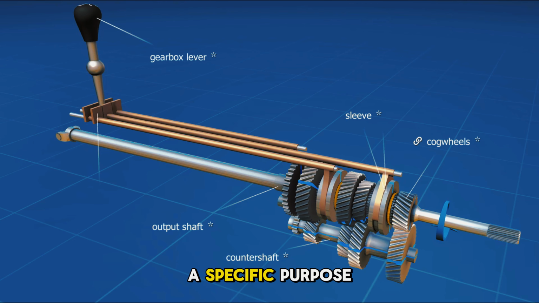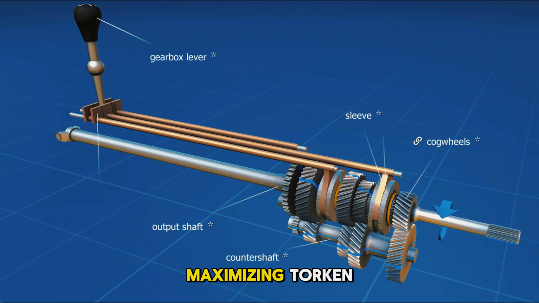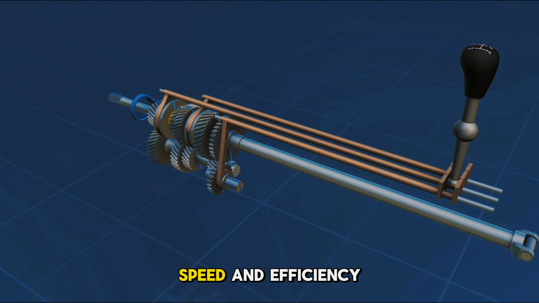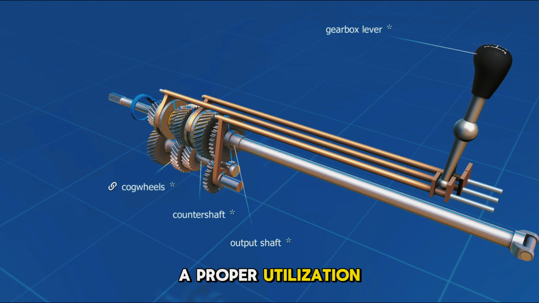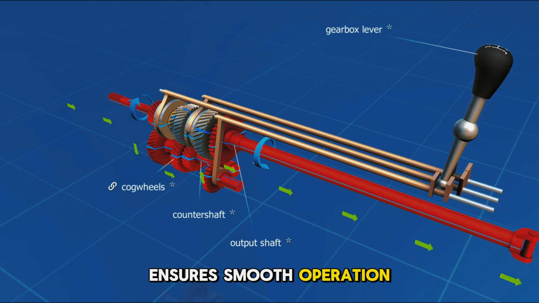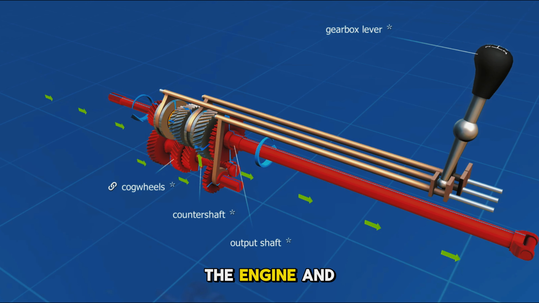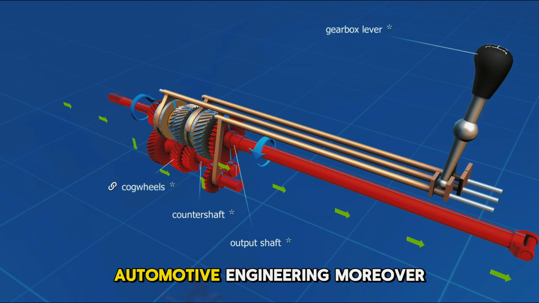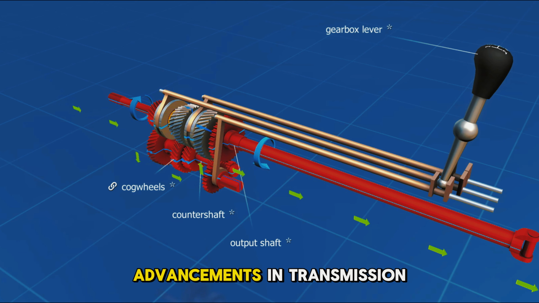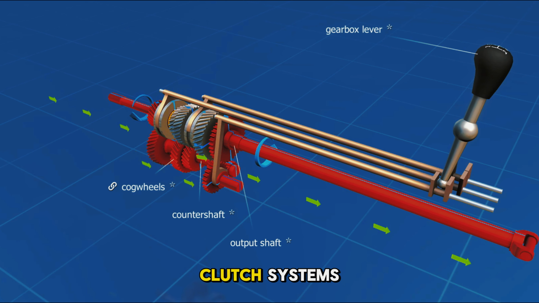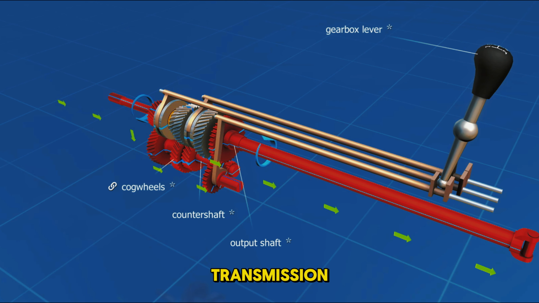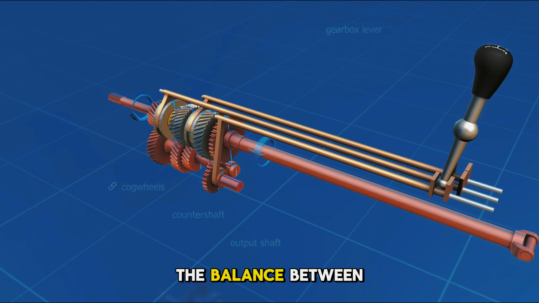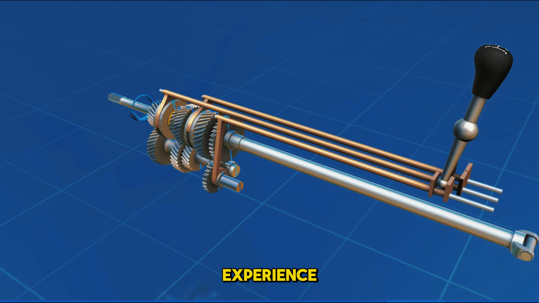Each gear serves a specific purpose, with lower gears maximizing torque and higher gears enhancing speed and efficiency. Proper utilization of the transmission ensures smooth operation, reduced wear on the engine, and better fuel economy, making it a critical component in modern automotive engineering. Moreover, advancements in transmission technology, such as dual-clutch systems and continuously variable transmissions (CVTs), further refine the balance between power, efficiency, and driving experience, catering to diverse vehicle needs from performance sports cars to fuel-efficient city commuters.